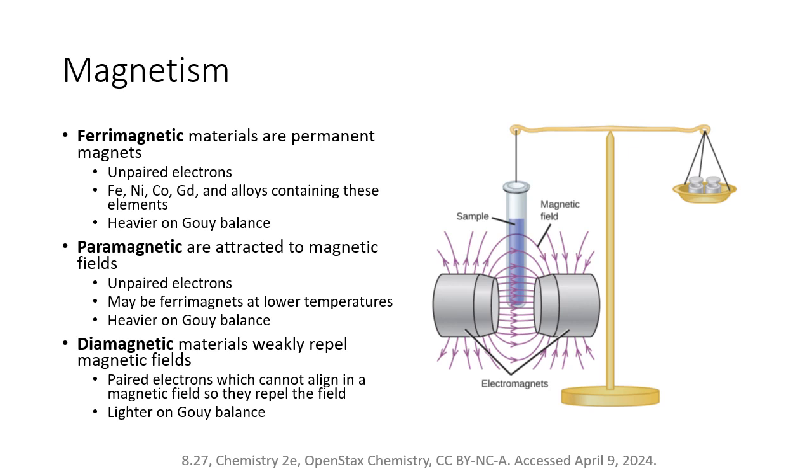Paramagnetic materials are attracted to magnetic fields. They have unpaired electrons. They may be ferromagnets at lower temperatures, and they are heavier on the Gouy balance. Diamagnetic materials weakly repel magnetic fields, so paired electrons are in there. They cannot align in a magnetic field, so they repel the field. They are lighter on a Gouy balance.